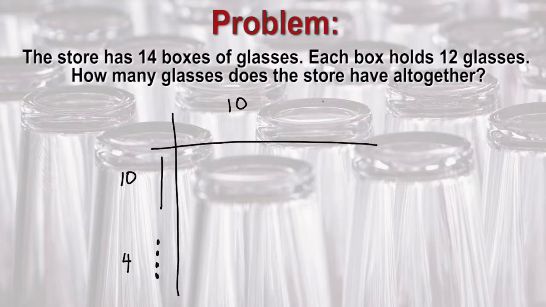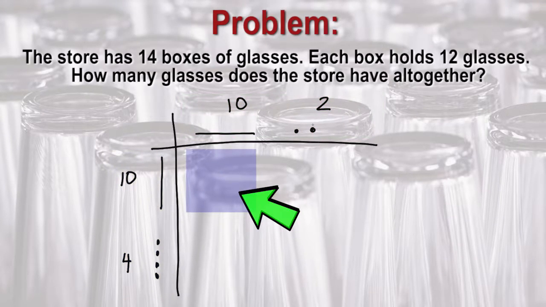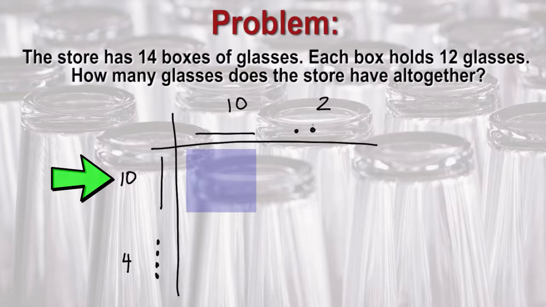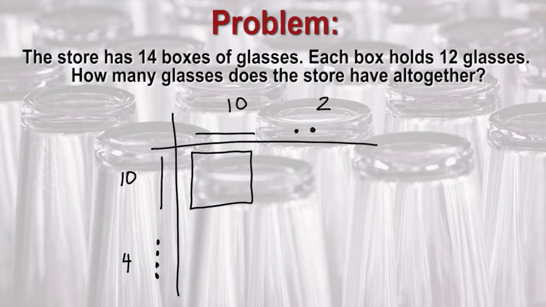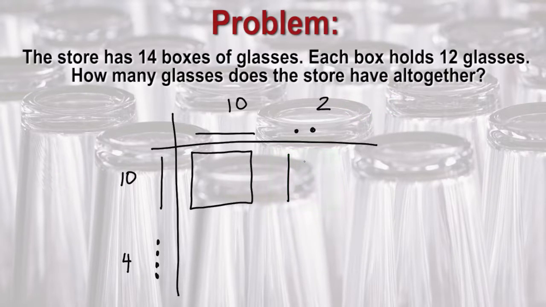The 12 as 1 ten and 2 ones horizontally along the top of the array bar as the number of columns. Fill inside the array by multiplying the rows by the columns. Look at the top left corner of the array and notice it represents 10 times 10. Draw in a box to represent 100. The top right corner represents 10 times 2. Draw two lines vertically to represent 20.